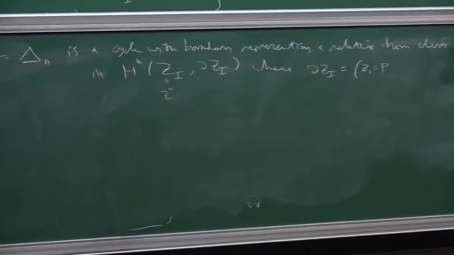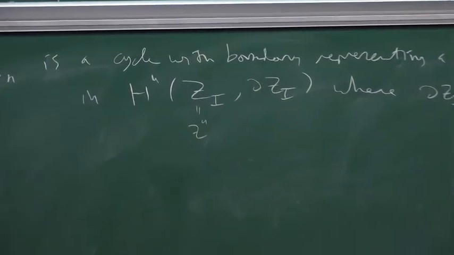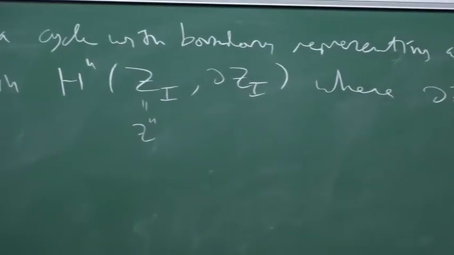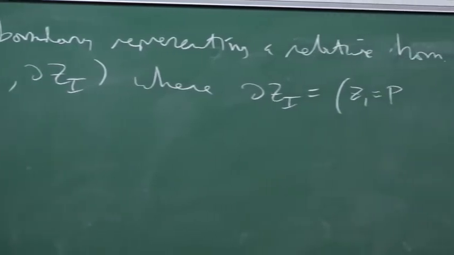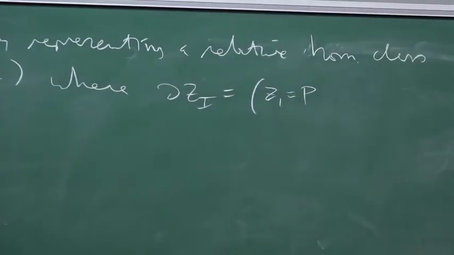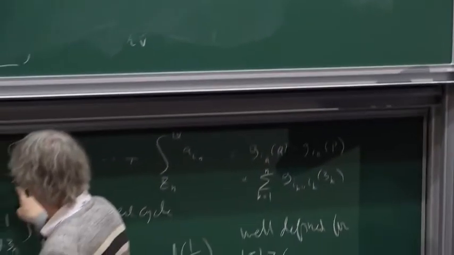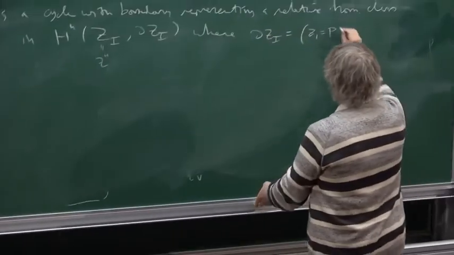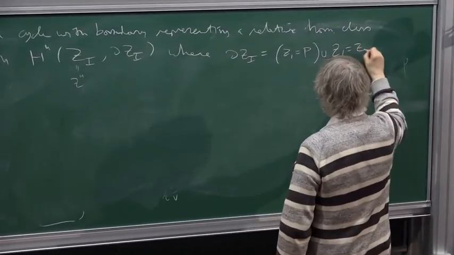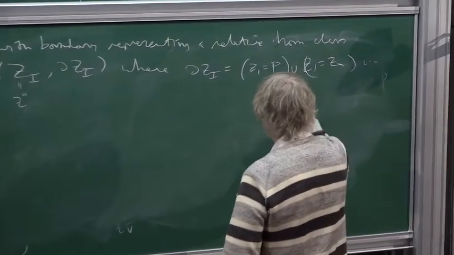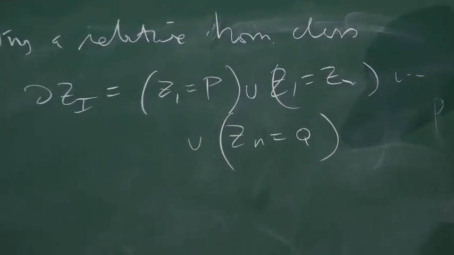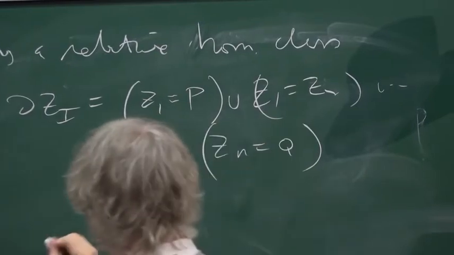And so what are the singular points of delta? Delta should be on the board here now. Or did I just erase it? No, delta is here. What are the boundary points of delta? Well, it's when t1 equals 0, or t2 equals t1, and so on, or tn equals 1. Or you can just see in this integral, the singular points are when z1 equals p, z1 equals z2, and so on up to zn equals q. So the singular divisor is z1 equals p union z1 equals z2, and so on. So it's a union of, I guess, n plus 1 divisors inside z to the n, so it's just a complex simplex.